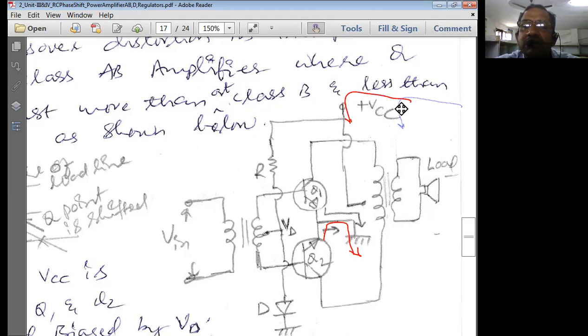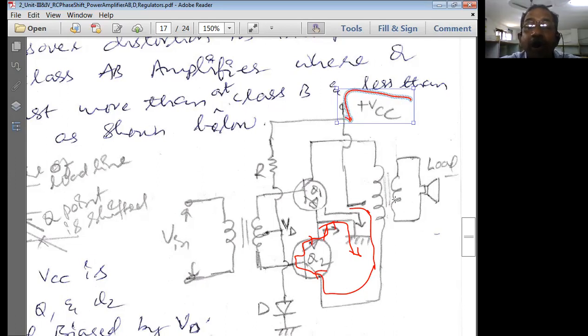VCC is connected to ground, and from VCC it comes here, and then the current flows something like this. The current comes like this from VCC, it's flowing like there is a wire, goes like this, comes like this, and it mingles with this. So that is the direction of the current flow in the circuit diagram when Q2 is in the on condition. That means in one half cycle Q1 is on, and in the other half cycle Q2 will be in the on condition.